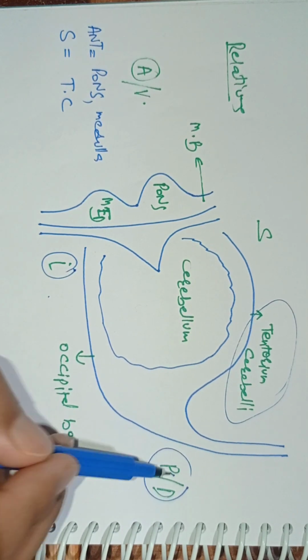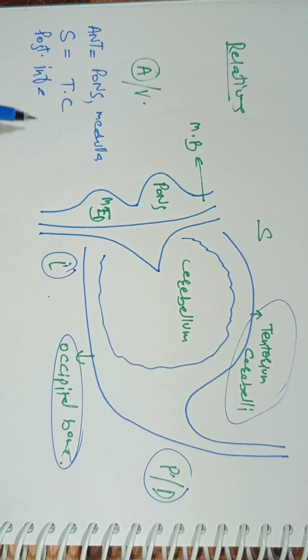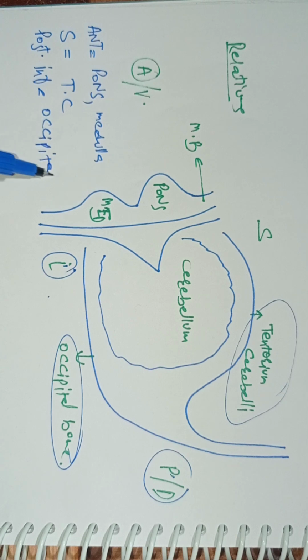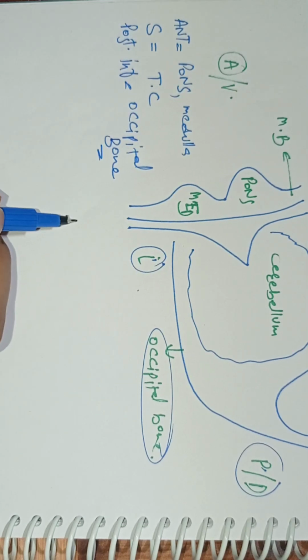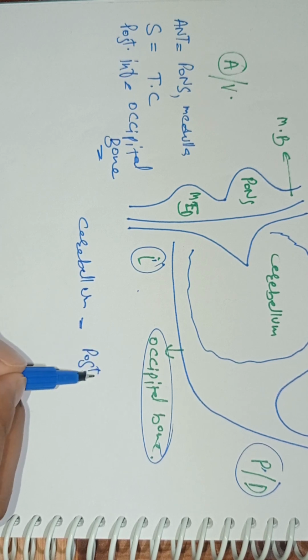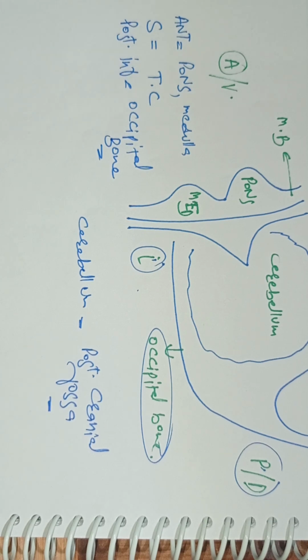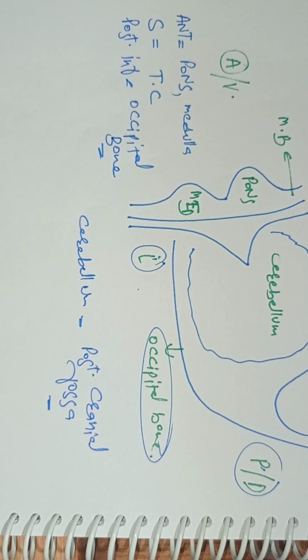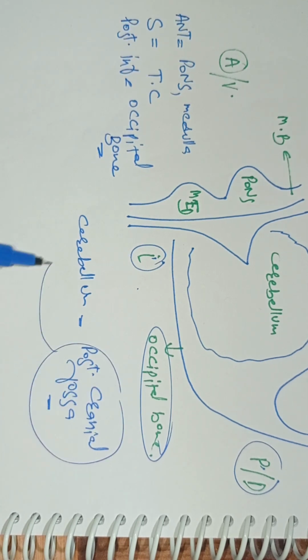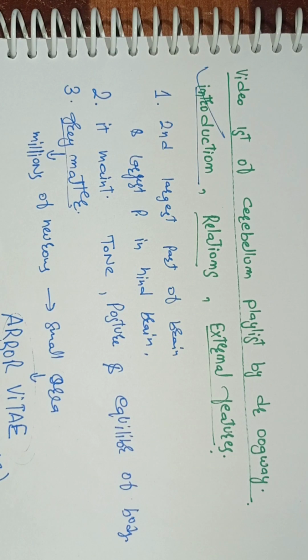Similarly, this is the inferior side. This is the posterior side. So posteroinferiorly, we have another structure, that's occipital bone. So relations of the cerebellum is clear. This cerebellum is located in posterior cranial fossa. We know our brain is present in a cranium, that's the cranial cavity. This cranial cavity has anterior cranial fossa, middle cranial fossa, and posterior cranial fossa. This posterior cranial fossa holds cerebellum. So the relations of the cerebellum is clear.